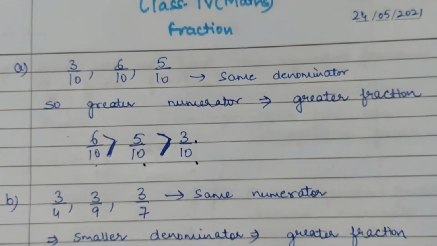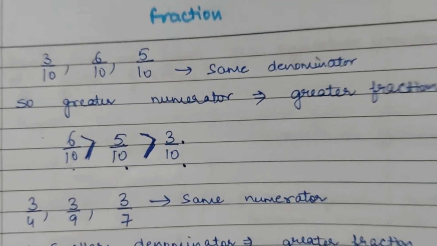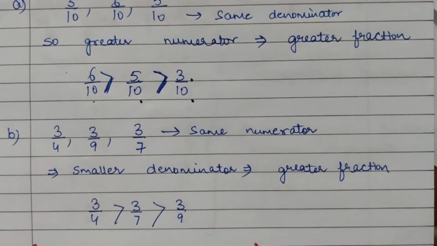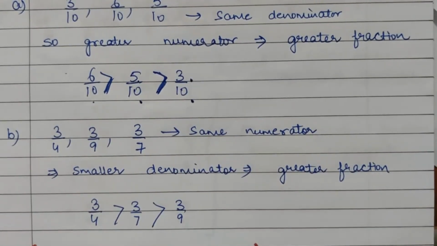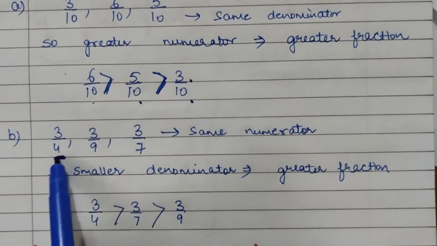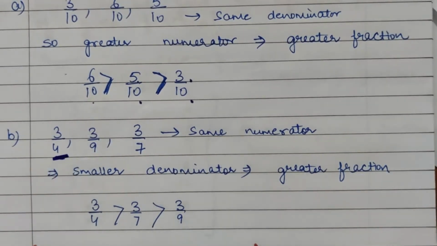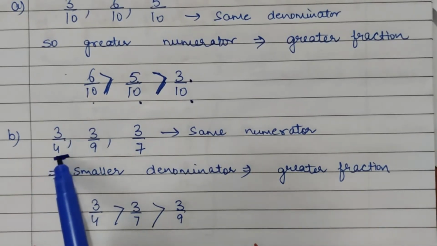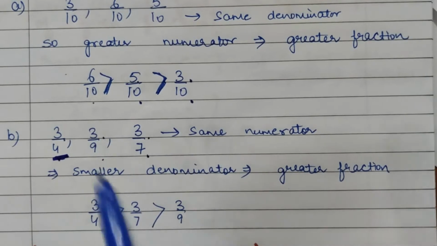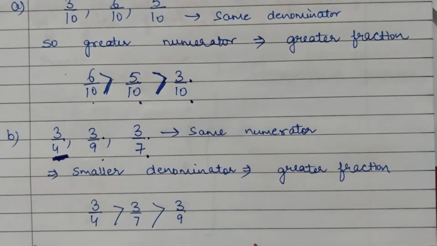Now see the next example. In the next example, we have the same numerator. So we will see the denominator, and the smaller denominator means the greater fraction. So we get 3 by 4, then 3 by 7, and in the last 3 by 9.